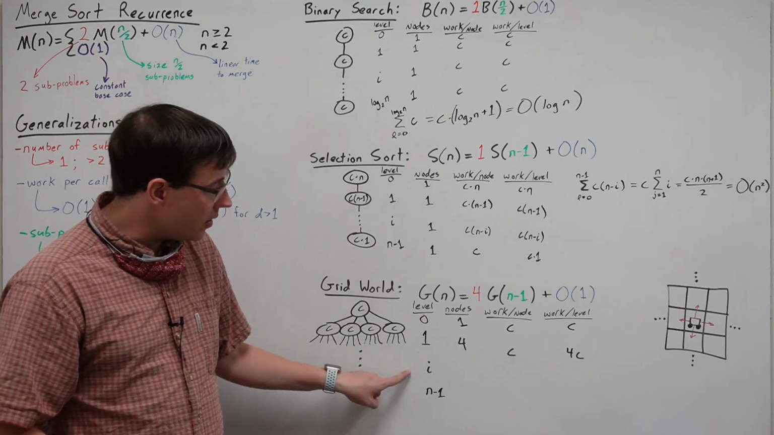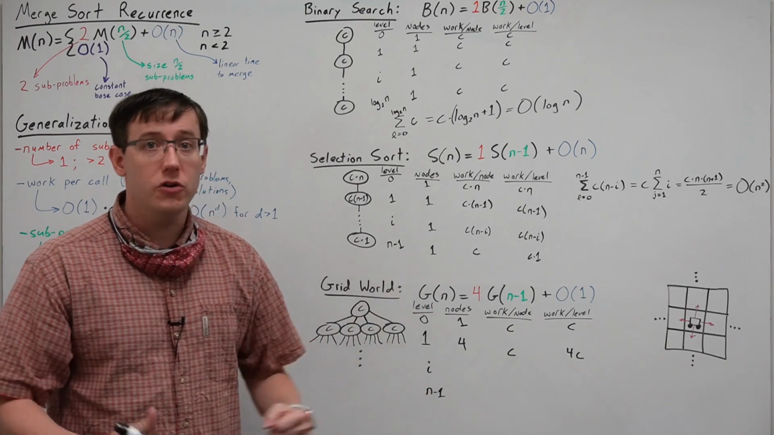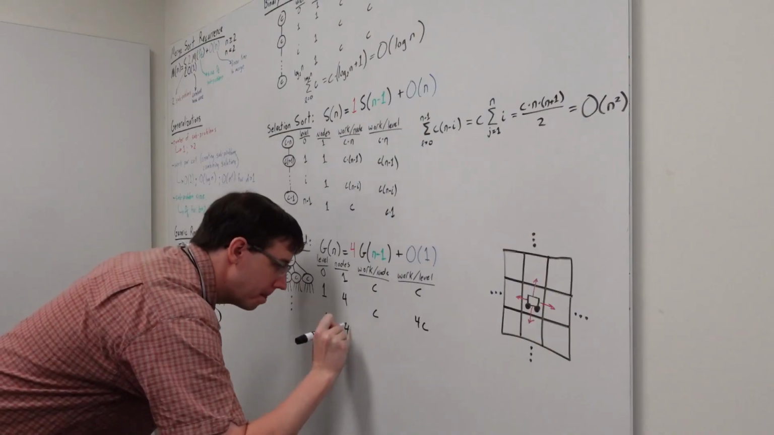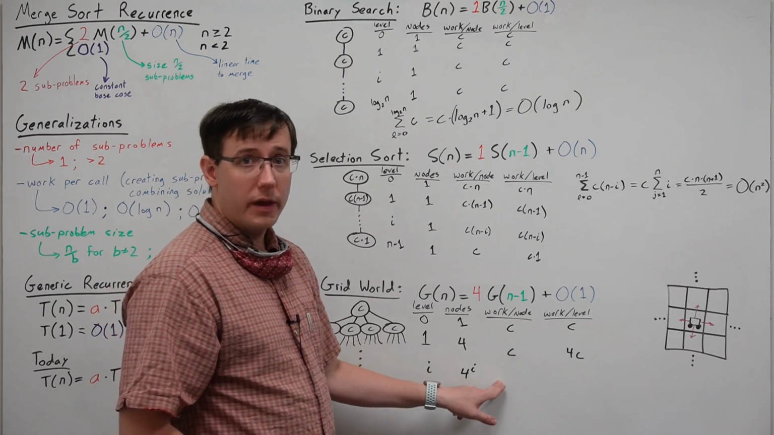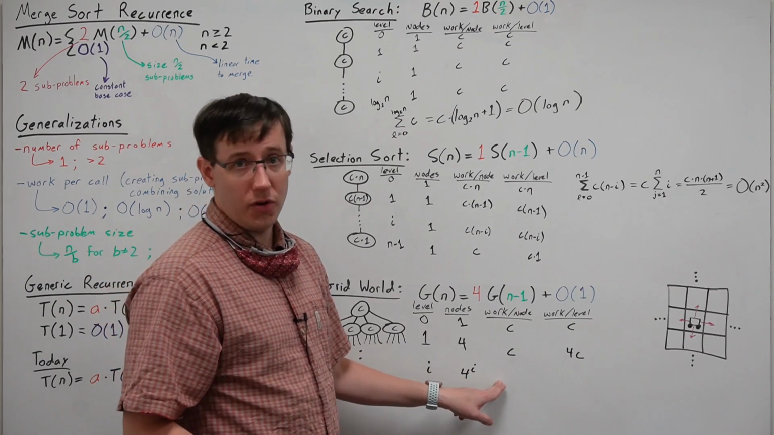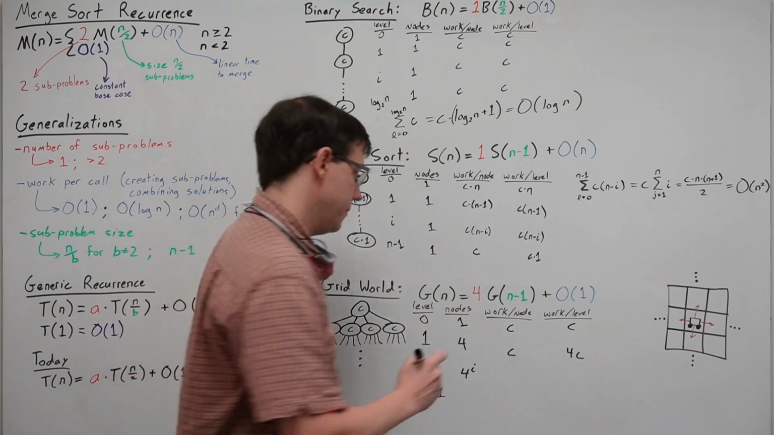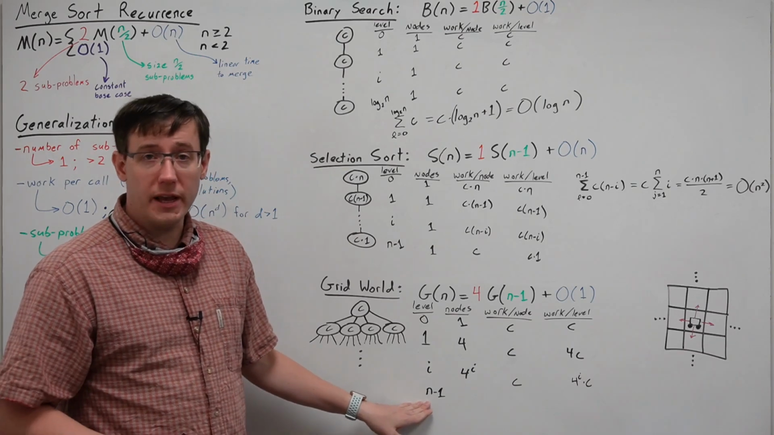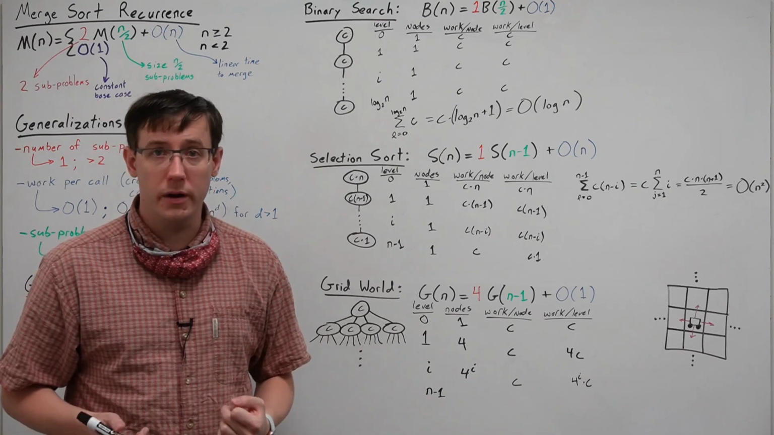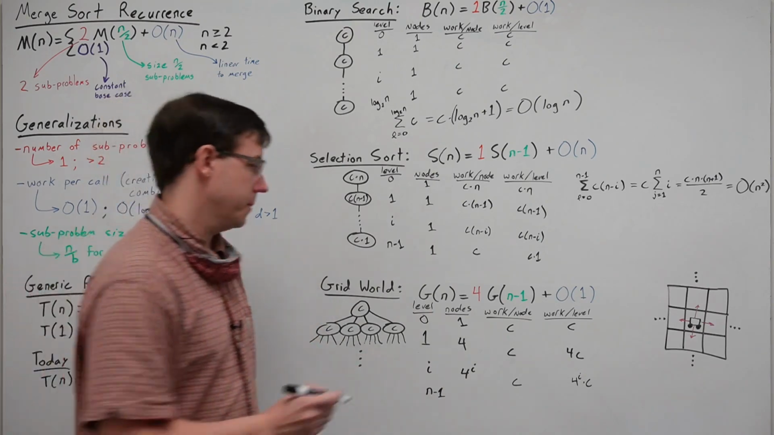And so at level i, we will have 4 raised to the i total nodes. We still do a constant amount of work per node, and so at the ith level, we do a total work of c times 4 to the i. And likewise, at the bottom level, we will have 4 to the n-1 nodes and c times 4 to the n-1 total work.